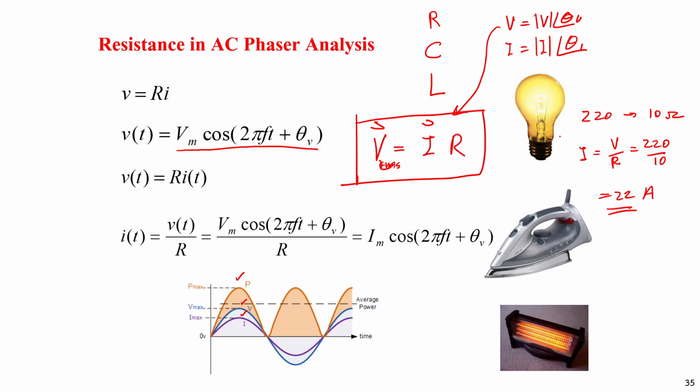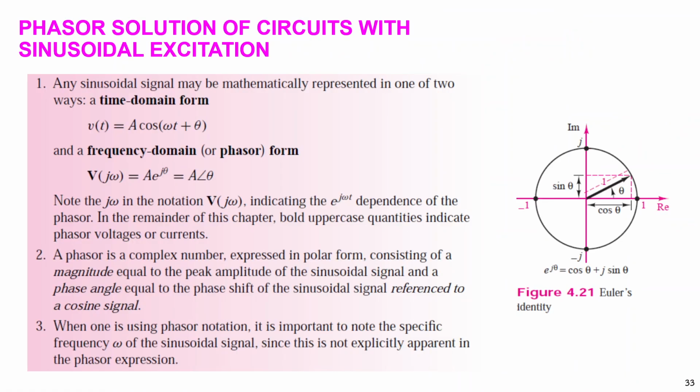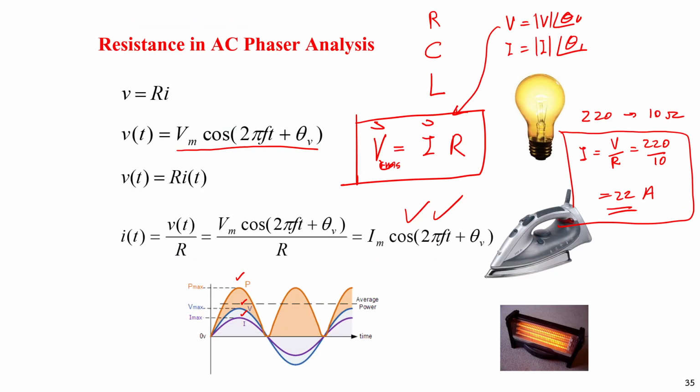So it is very easy to calculate the sinusoid waveform when we transform it to phasor value, okay? And what about the angle of the voltage? For example, if the voltage is 220 at 30 degree, we supply it to 10 ohm. Similarly, our current will be 22 with 30 degree also. Okay, it's the same angle, right? Because the current and voltage will be at the same angle.